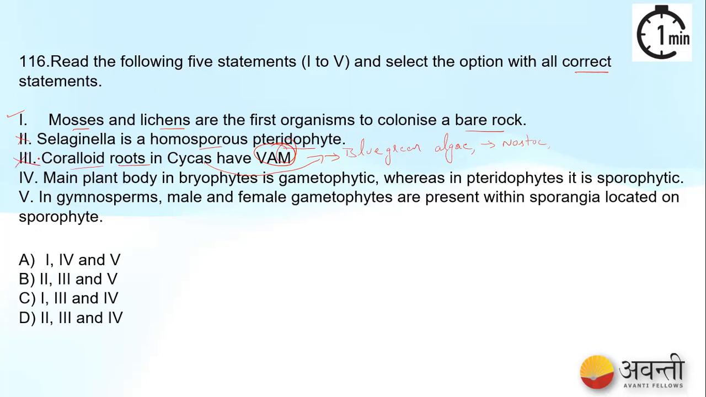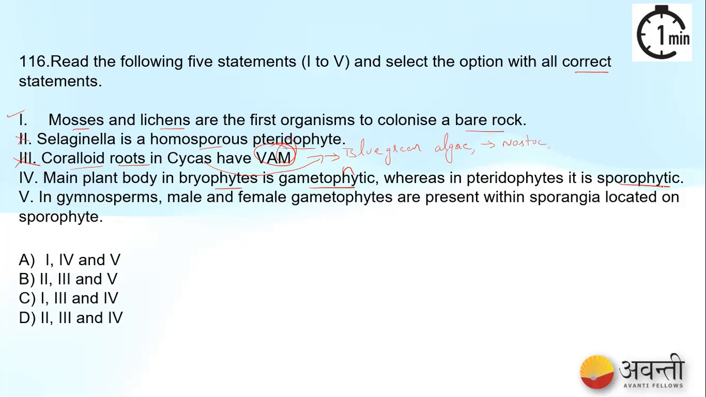Coming to the fourth option, the main plant body in the bryophyte is gametophytic. They are telling that the main plant body is gametophytic, right? True, because they are haploid, whereas in pteridophytes it is sporophytic. Yes, the dominant plant body in bryophytes is the haplontic life, that is gametophytic, whereas in pteridophytes it is sporophytic.